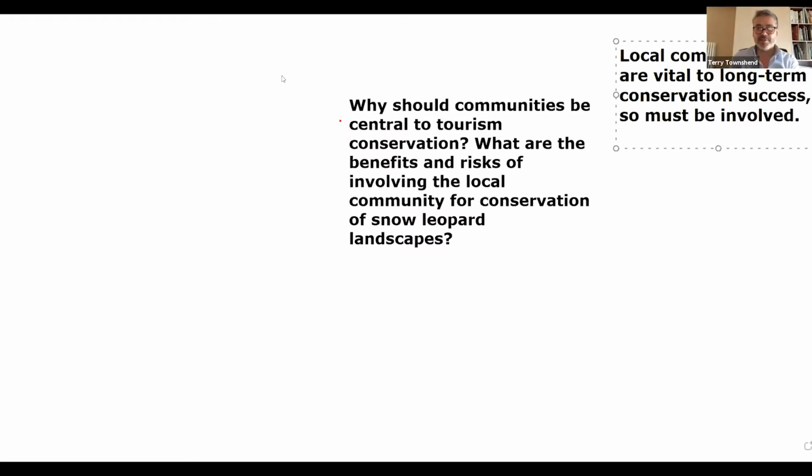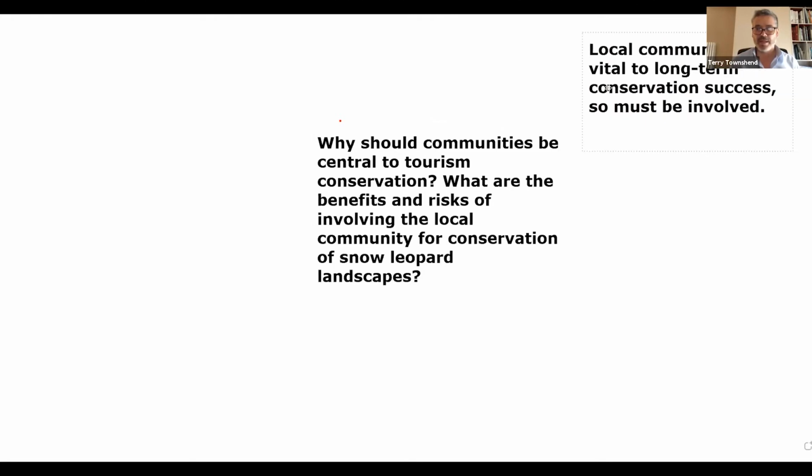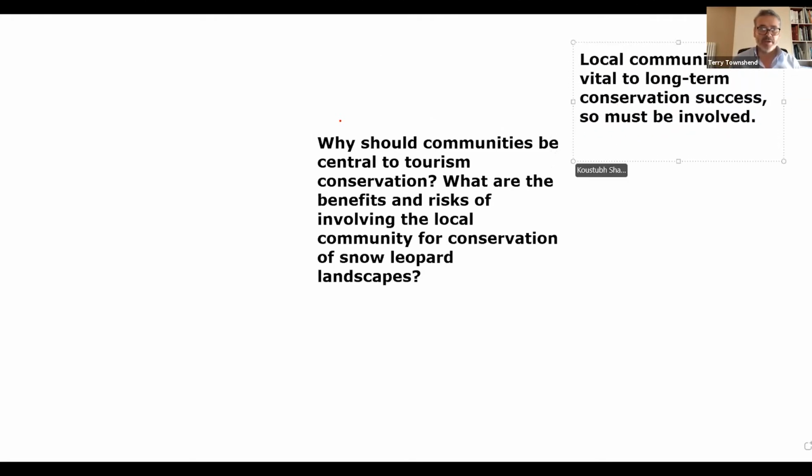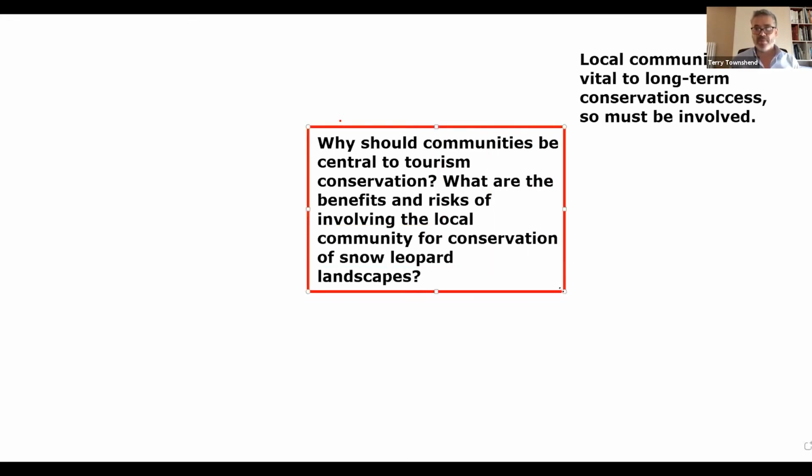Yes, thank you. Just to get us started, I think one of the key points about conservation, not only in snow leopard areas but in general, is the importance of engaging the local people to get their buy-in, because long term you cannot have successful conservation without the buy-in of the local community. So I think activities related to conservation or tourism really must involve the local communities and must benefit the local communities in order to get that buy-in. And that creates a foundation for successful conservation.